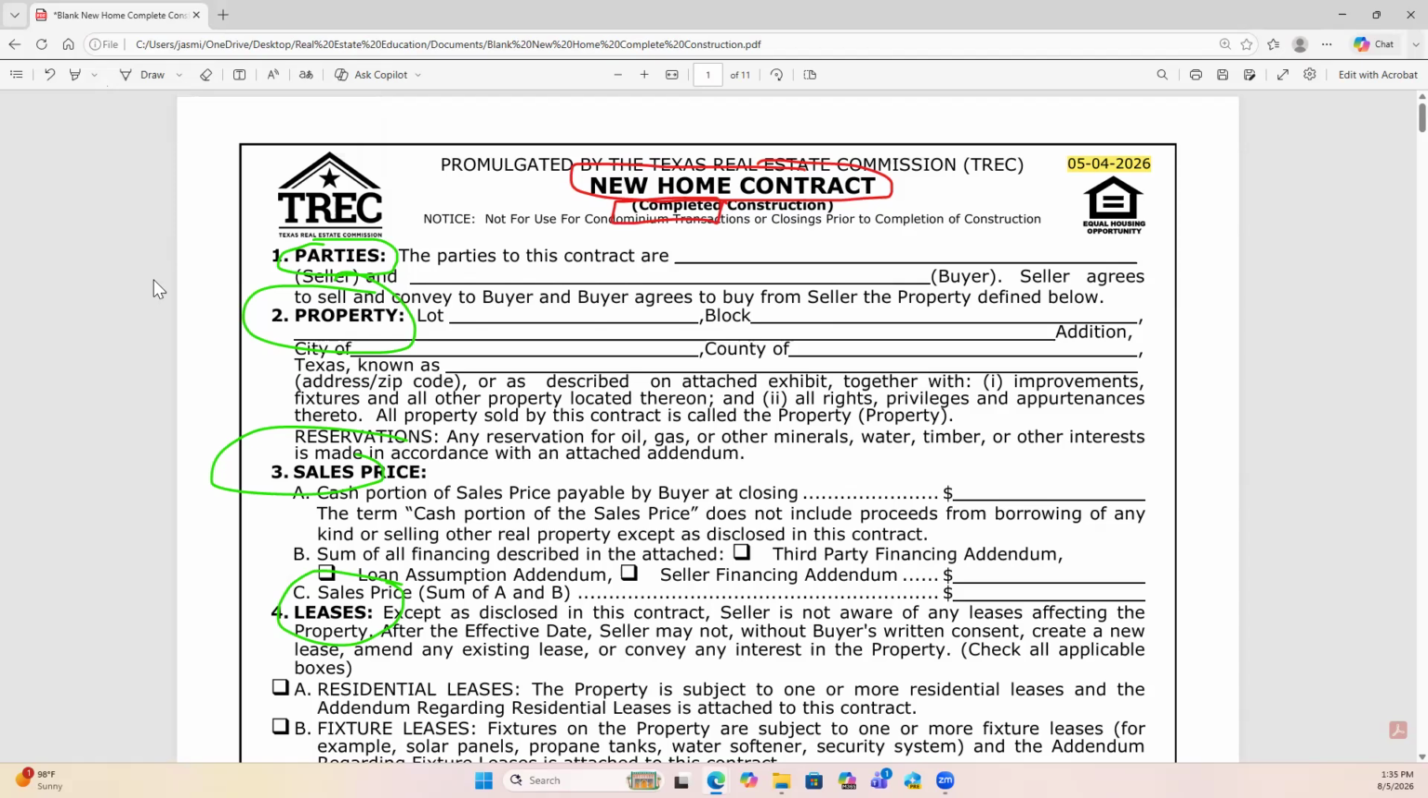I really hope that all of this information helps you as you navigate your real estate life and your careers. If you need anything else, you know where to find me.